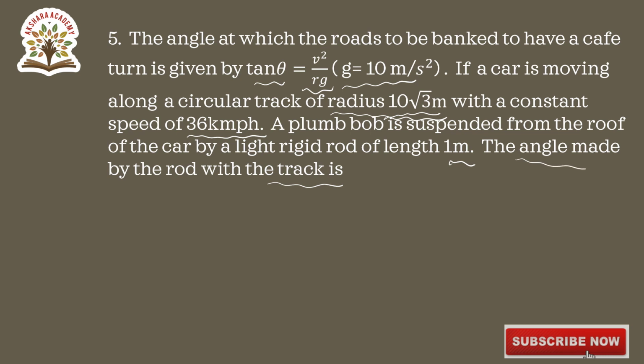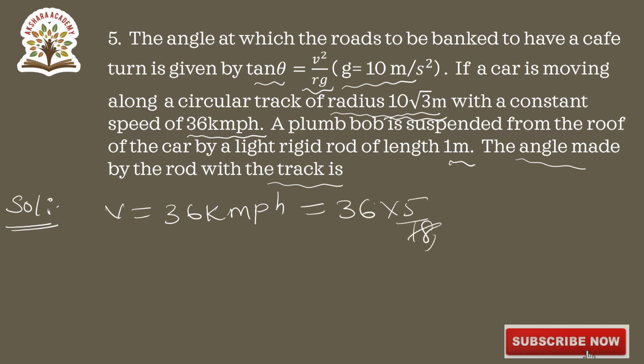So in this question they given g is equal to 10 meter per second square, radius 10 root 3 meters and speed 36 km per hour. Let us go to the solution. V is equal to 36 km per hour. Converting into meter per second, 36 into 5 by 18. 18 ones are 18, twos are 5 twos are 10 meters per second.